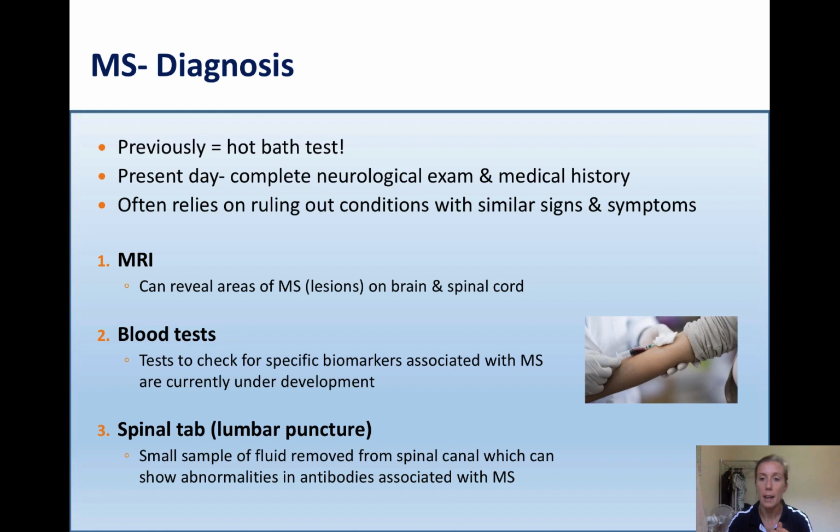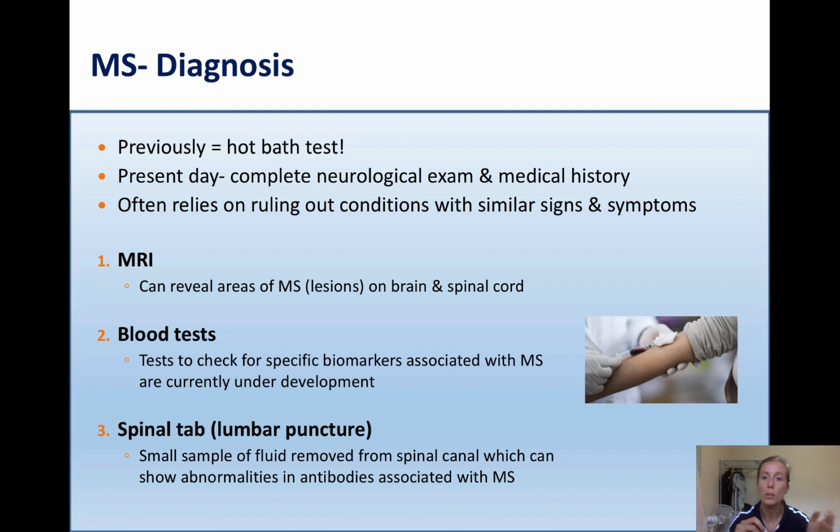But within MS diagnosis, more often than not, we're trying to rule out other conditions with similar signs and symptoms. That helps narrow down this potential for MS. So there's a pretty broad range of conditions that might be present based on the similar signs and symptoms, so we try and eliminate them based on other investigations.